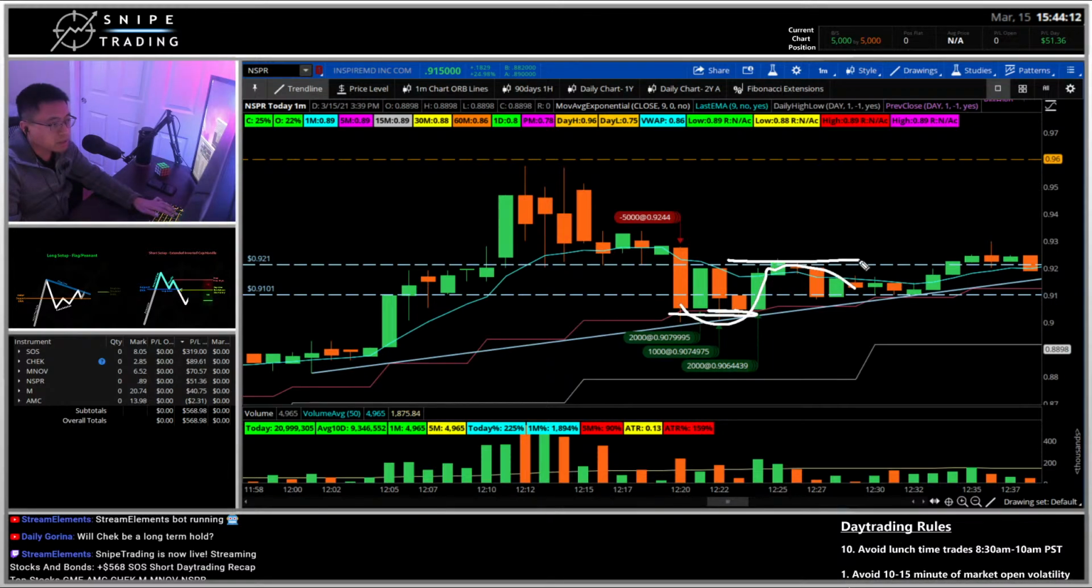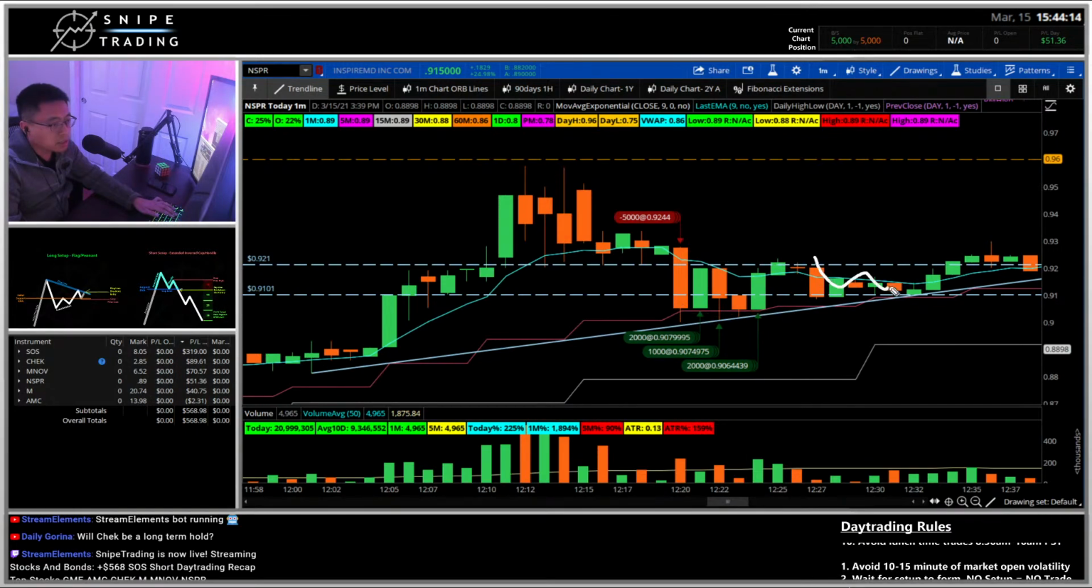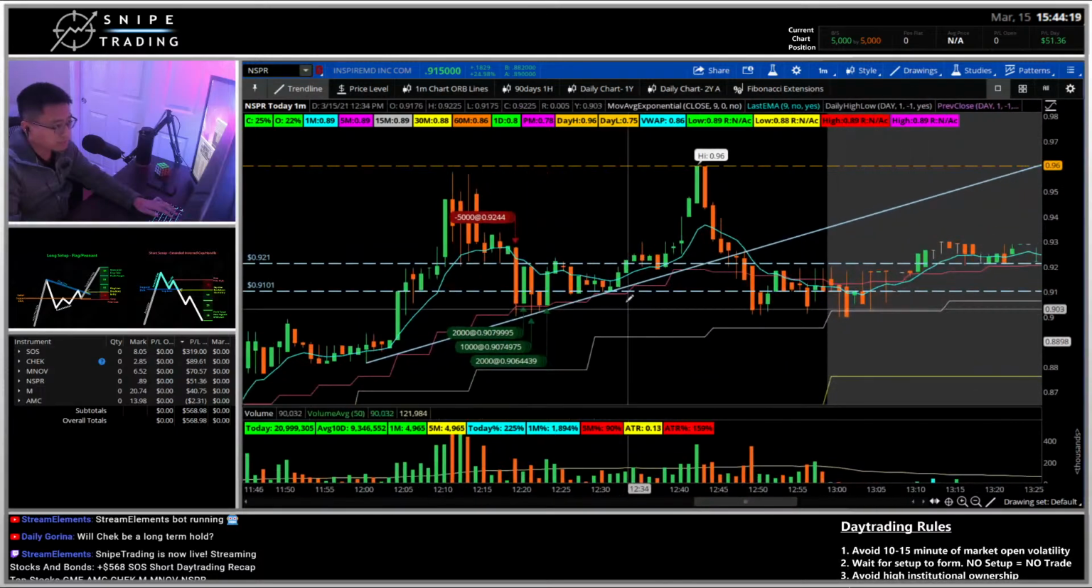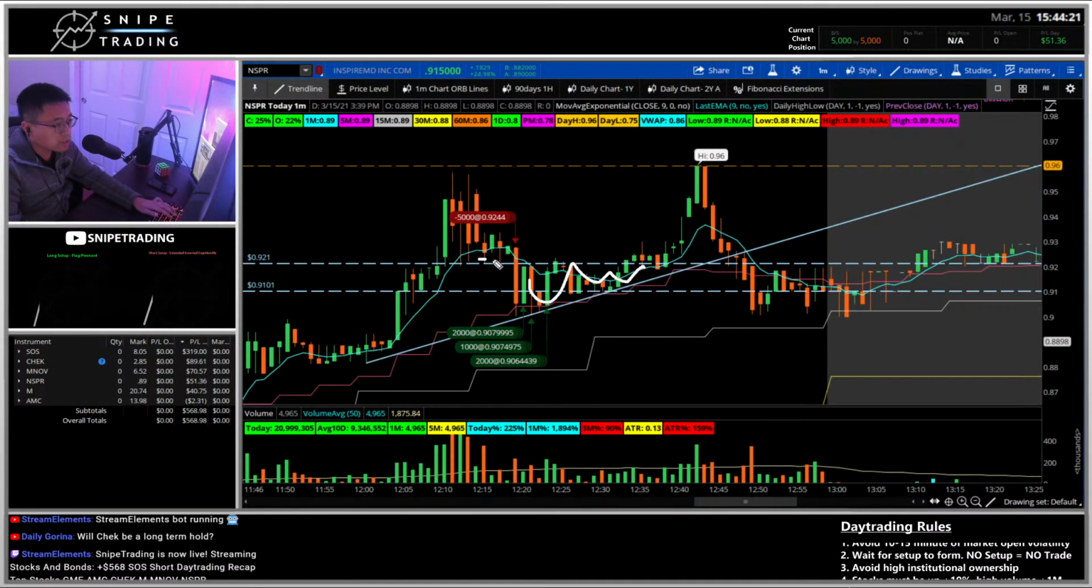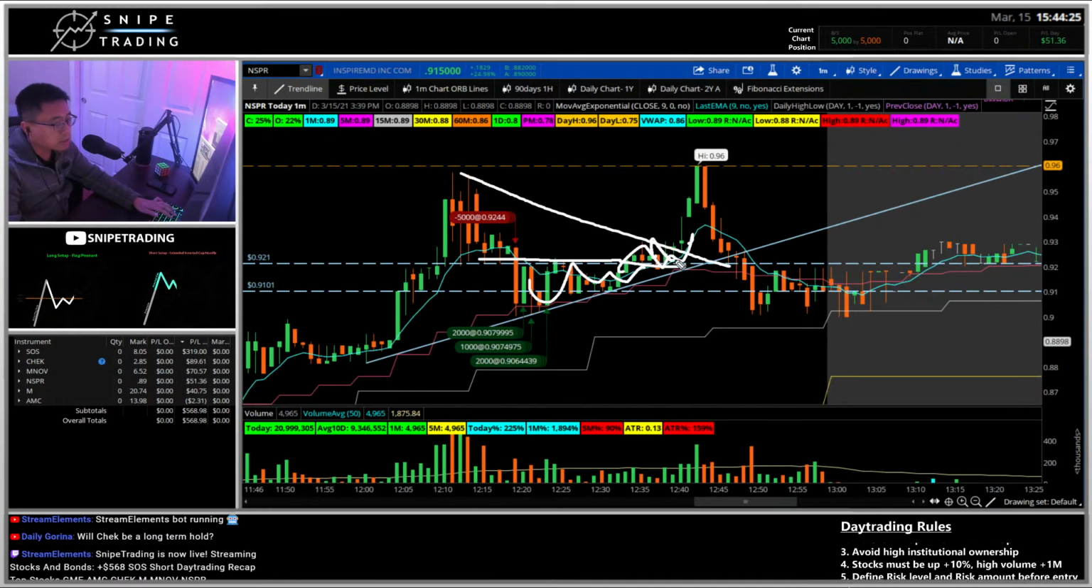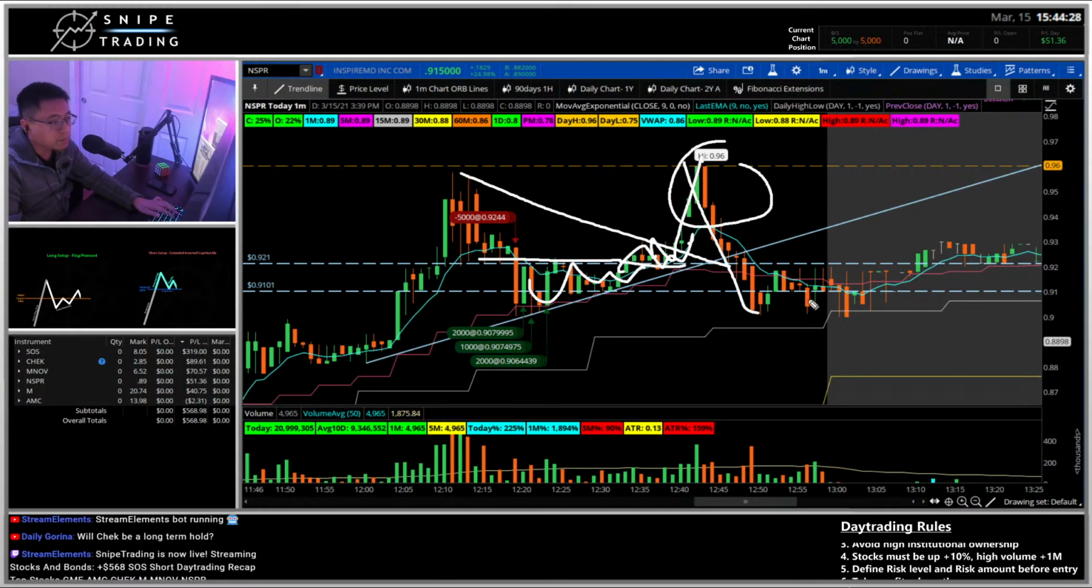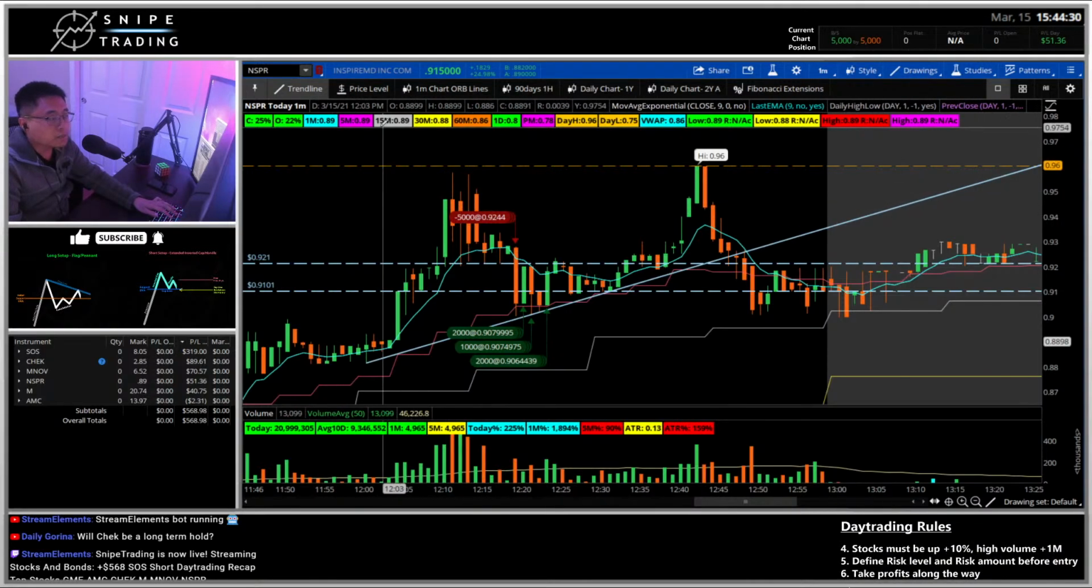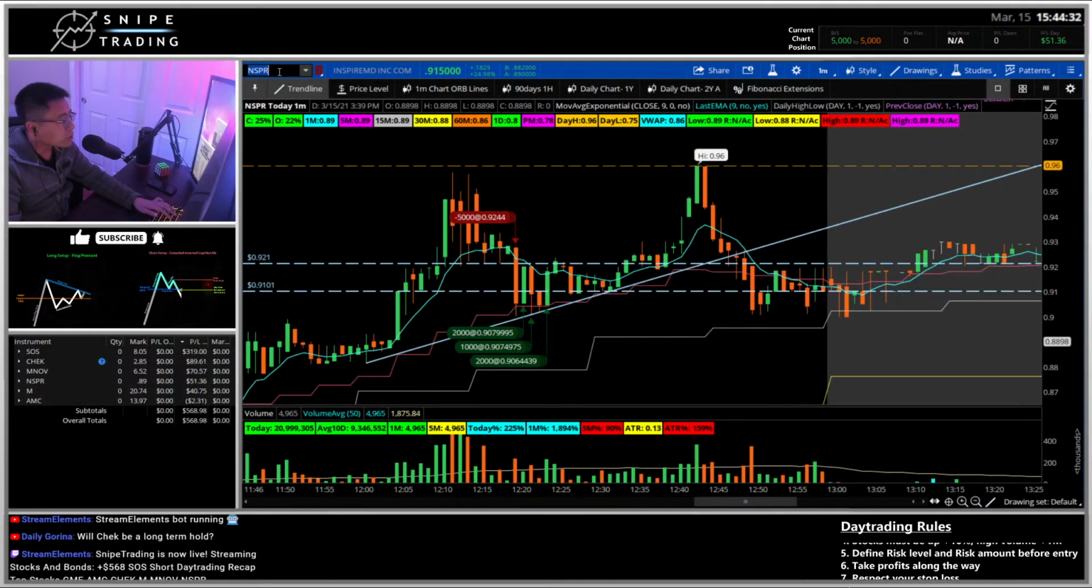Pretty bounce off it, and it kind of consolidated and attempted to break over the prior support there as resistance, and it held a little flag and kind of squeezed a little bit before going lower. So that's NSPR. So quick $51.